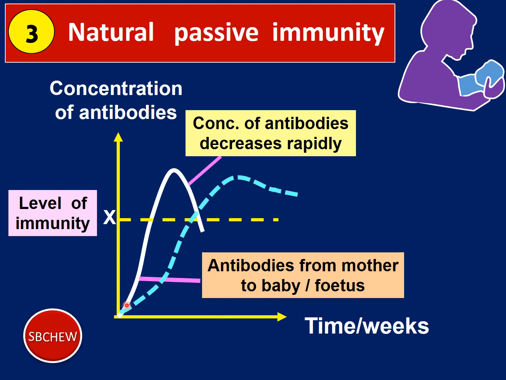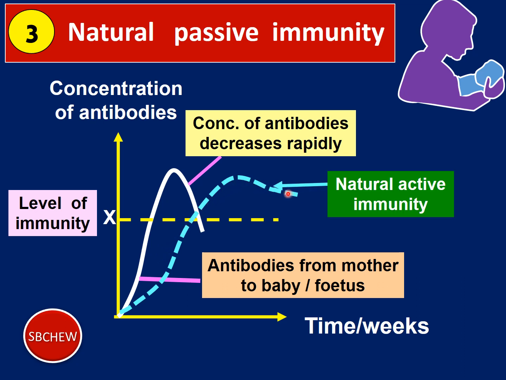Let's look at another graph. This graph shows you the graph for natural active immunity, not passive. So if you compare the two graphs, let's take the case of the baby falling sick from some flu or cough. When he falls sick, firstly the pathogens will enter his body and this will stimulate his own lymphocytes to produce the antibodies, which will increase very gradually as it is the first infection. After the concentration of antibodies exceeds the level of immunity, the baby becomes immune to the flu or the cough.